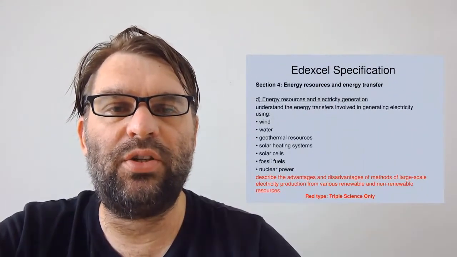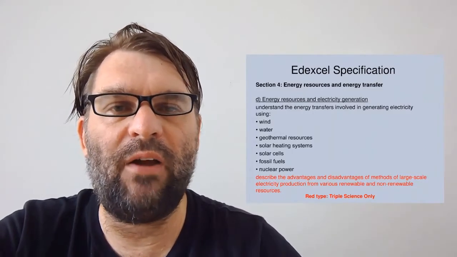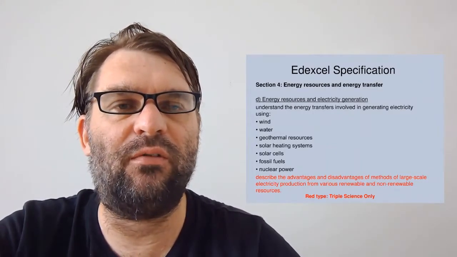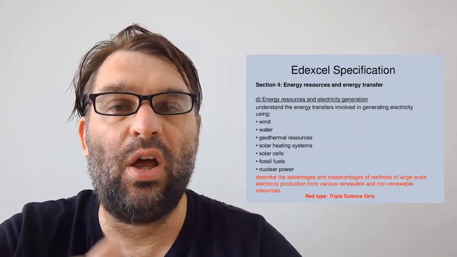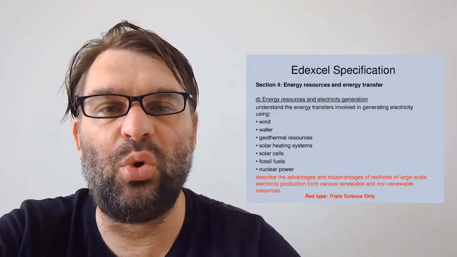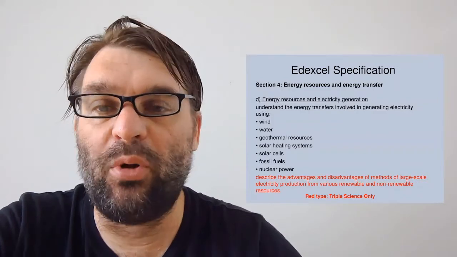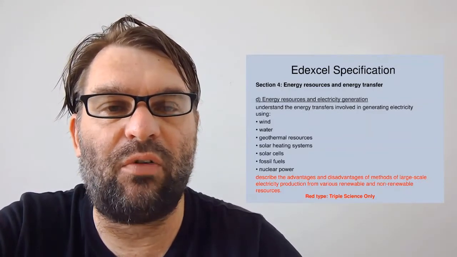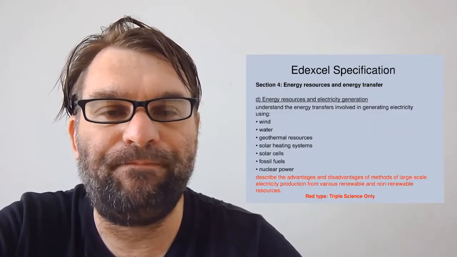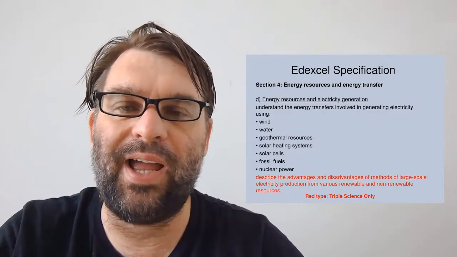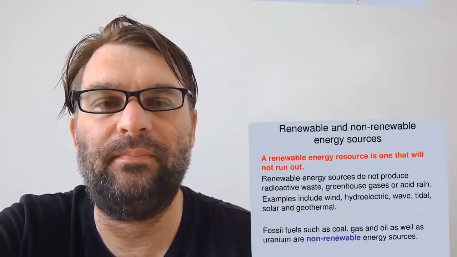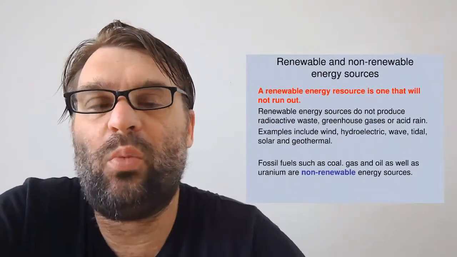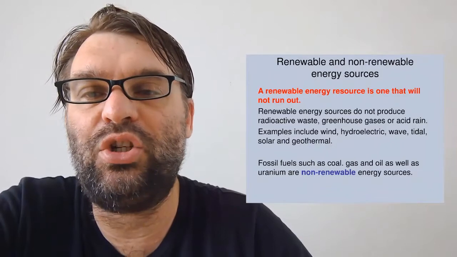So welcome to today's lesson, energy resources and electricity generation. There's two learning objectives. You have to understand the energy transfers involved in generating electricity through a range of different energy sources. And then a triple award learning objective: describe the advantages and disadvantages of methods of large-scale electricity production from various renewable and non-renewable resources.